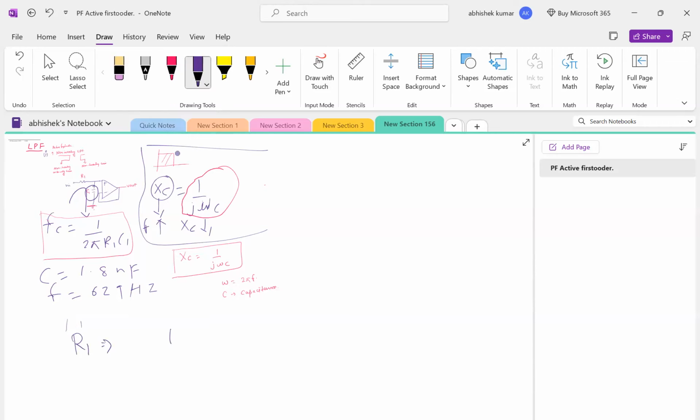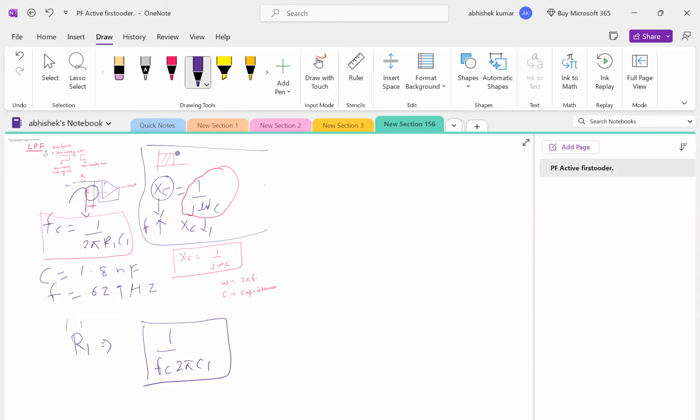You can basically write R1 equal to 1 by 2 pi FC C1. This is your R. That's fine. This is for unity gain, because we don't know what our circuit is, so I am taking this as your low pass filter.